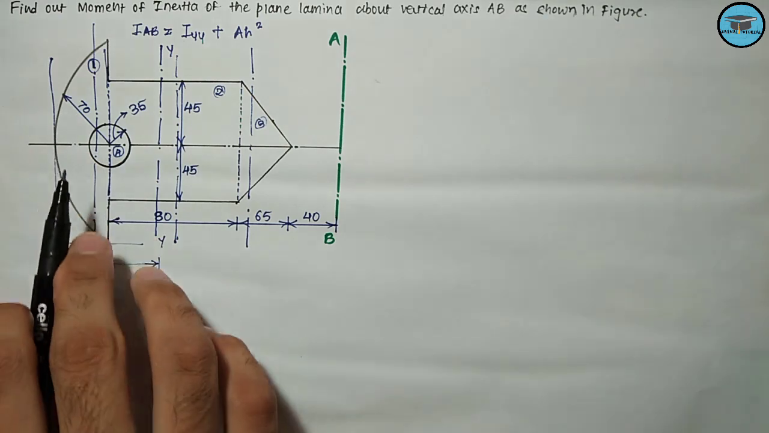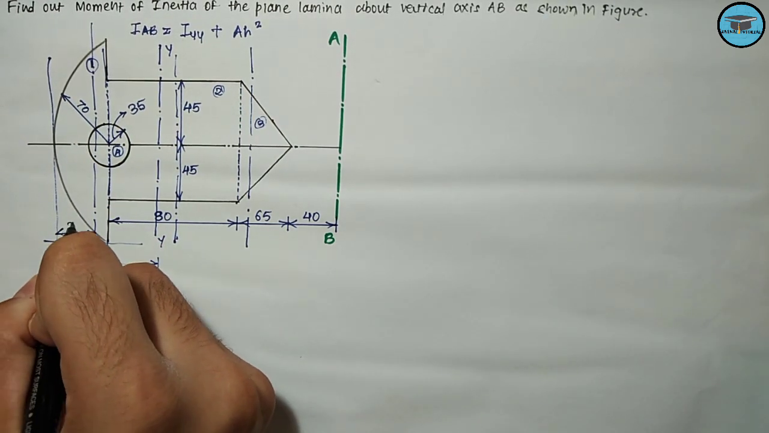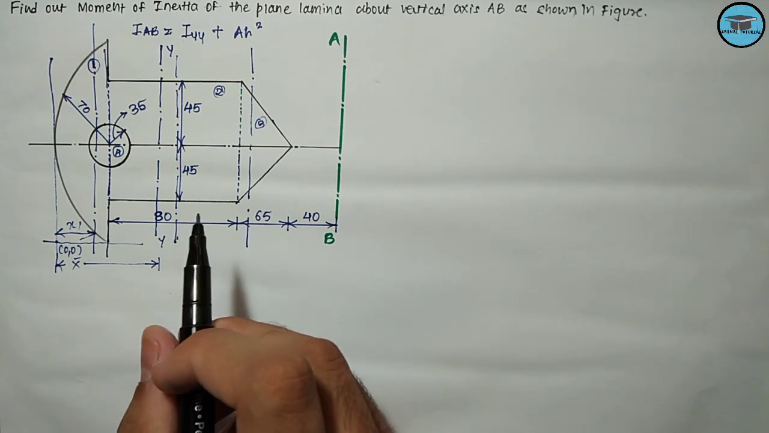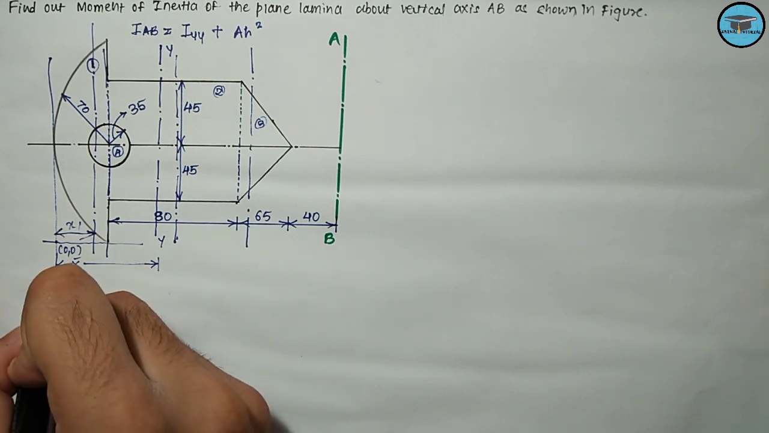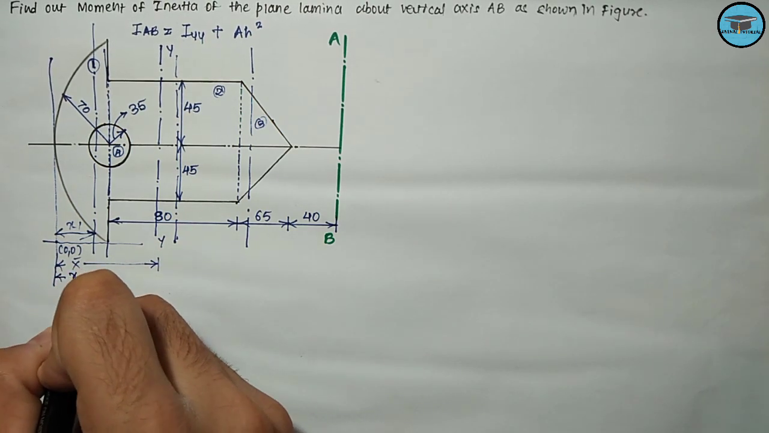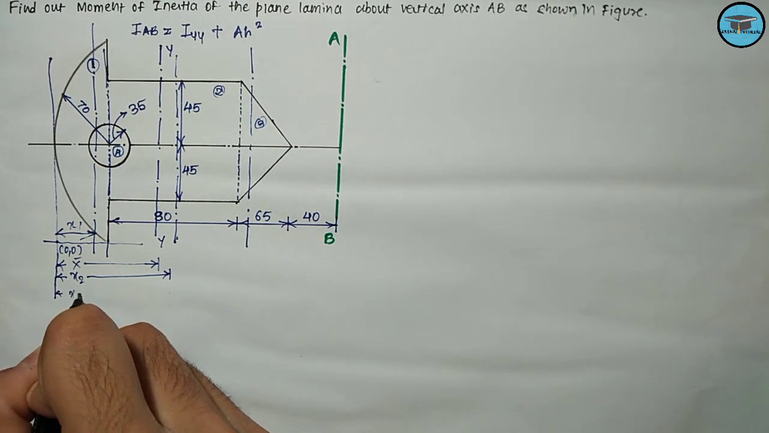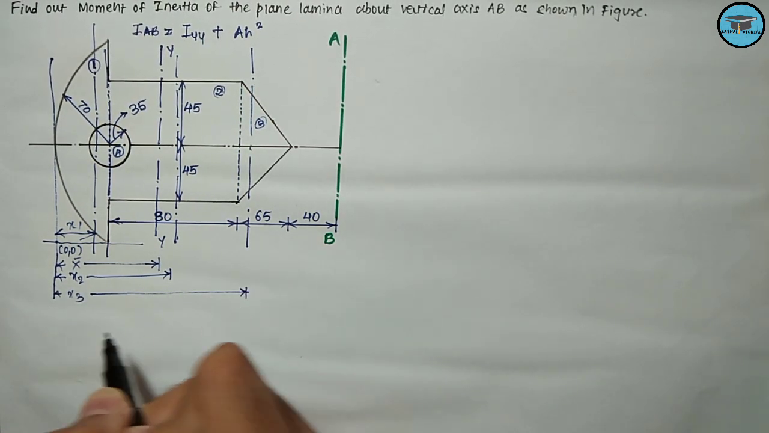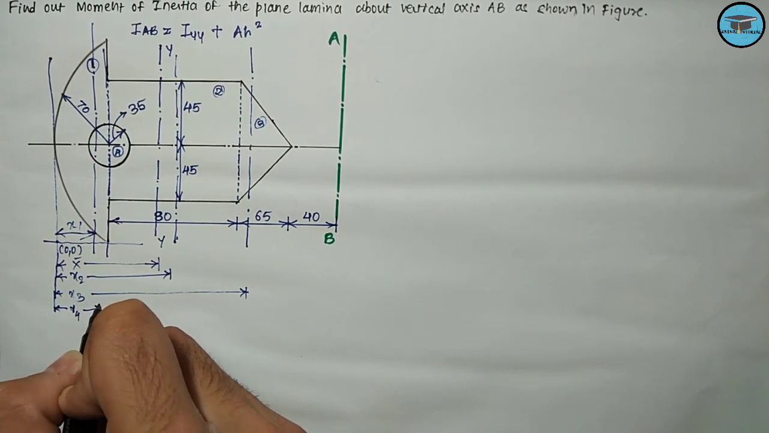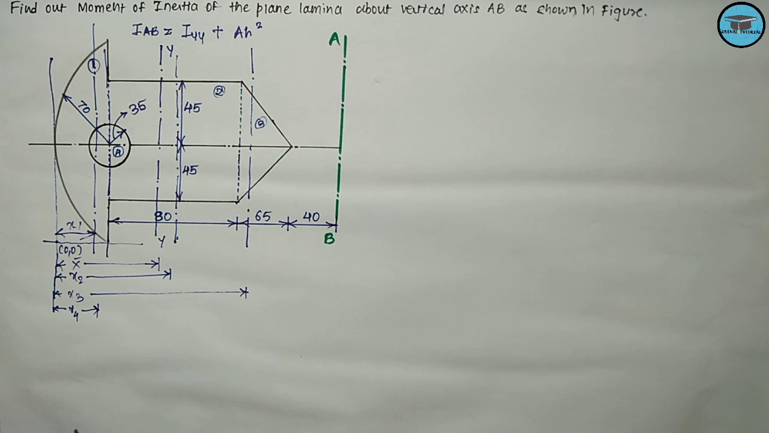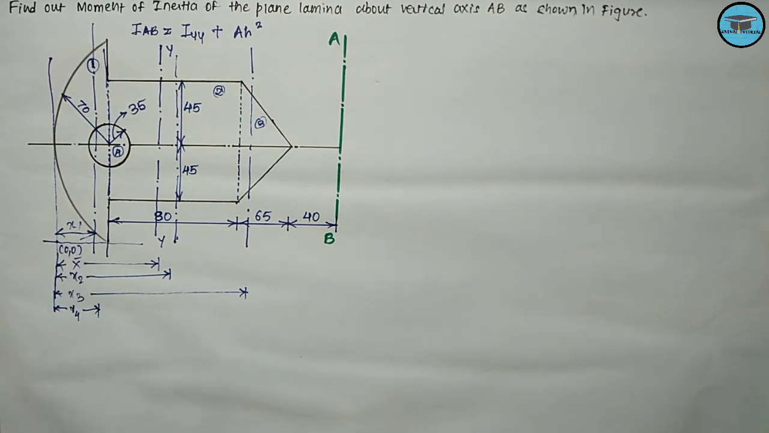Let us consider this axis lies at a distance of x1 from the origin. Similarly, this axis for figure 2 lies at a distance of x2 from the origin. This axis lies at a distance of x3 from the origin, and this axis lies at a distance of x4 from the origin. Now we need to determine the values of x1, x2, x3, x4 and x bar.